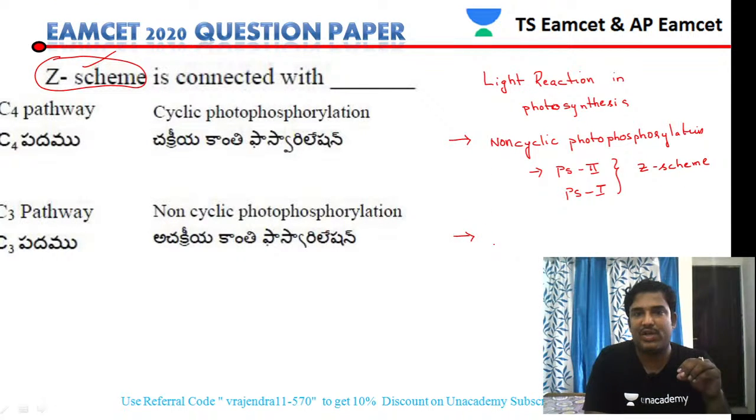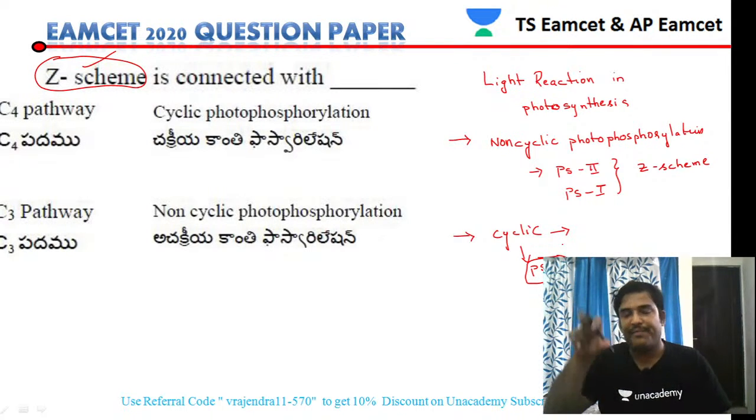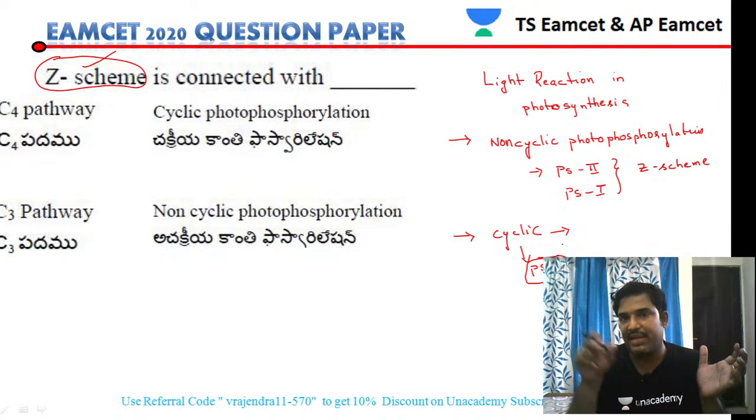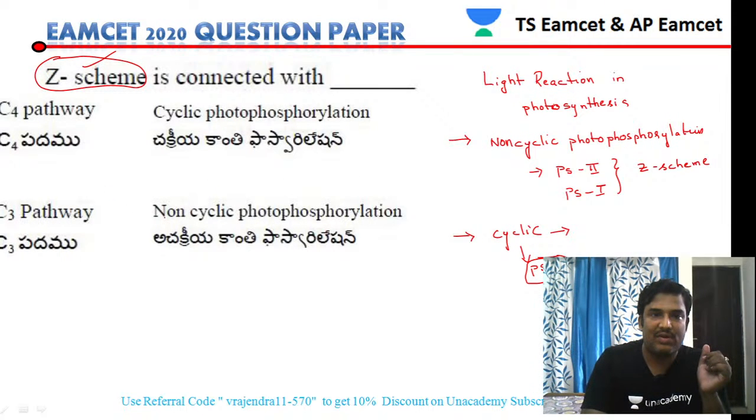Whereas in cyclic photophosphorylation, only one photosystem is involved, and that undergoes the light reaction. That is why it is called cyclic photophosphorylation. In non-cyclic photophosphorylation, two photosystems are involved and it appears as a Z scheme. So finally, our answer is non-cyclic photophosphorylation.